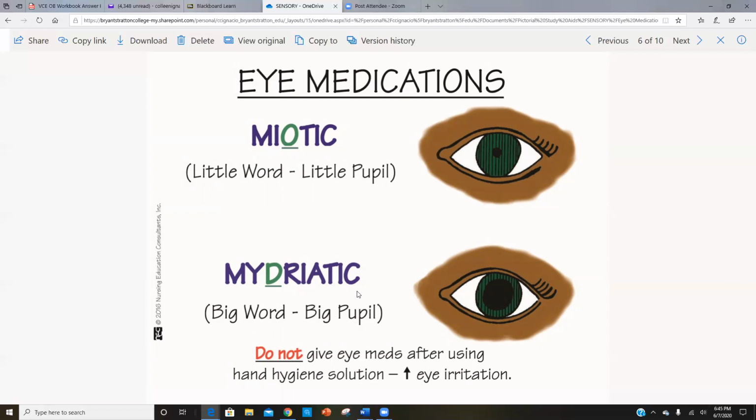So a key note is do not administer eye medications after hand hygiene solution. That hand sanitizer will irritate the patient's eyes, and hopefully you are going to be using gloves, but that's also a teaching for them at home. Okay, so they're better off washing their hands with soap and water prior to administering their own eye drops.